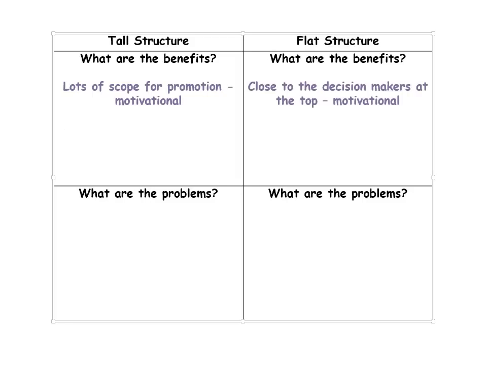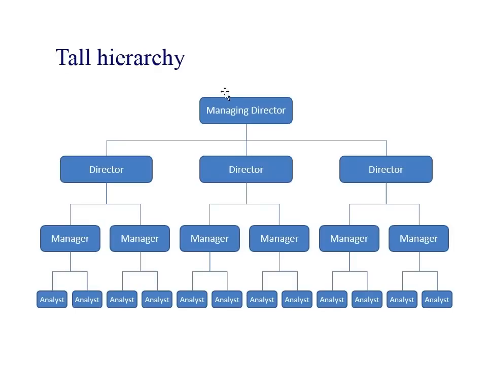However, problems of a tall structure. There are more layers of hierarchy for communication to pass through. Oh, I always spell hierarchy wrong. Oh, there we go. So if we just go back to this diagram, if the managing director has something he wants to pass down to the analyst here, it has to go through 3 layers of hierarchy.